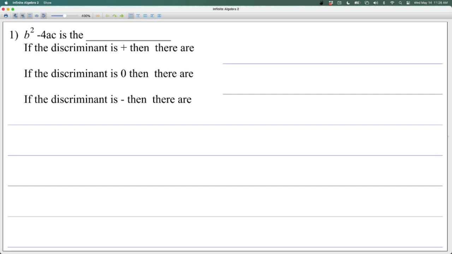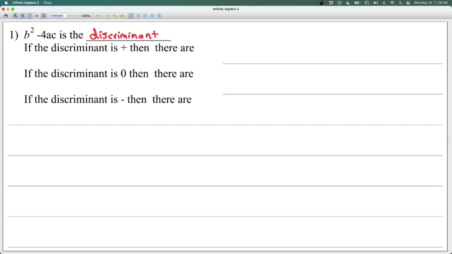Are you ready? You're going to fill in the blank. You've got some blanks that you can put at the end of each of those sentences. Here we go. b squared minus 4ac is the discriminant. The discriminant is going to help you make decisions about quadratics, or how many solutions you're going to have.